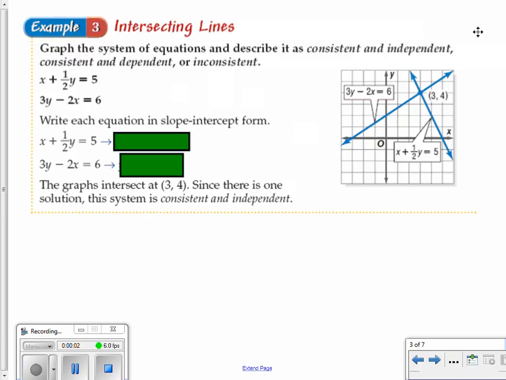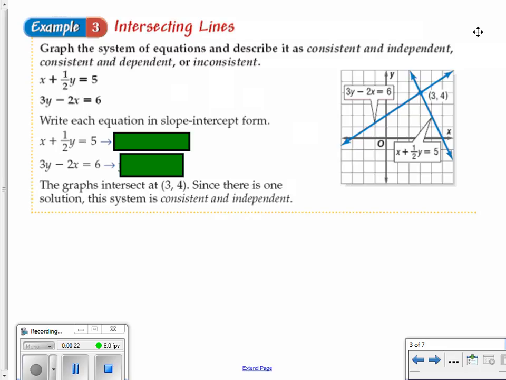All right, we're going to continue on with our second video for section 3.1. We're still talking about graphing systems of equations, or solving them by graphing them. In this video, we're going to be looking at some examples. We're going to go over example 3, 4, 5, and then come back to example 2.